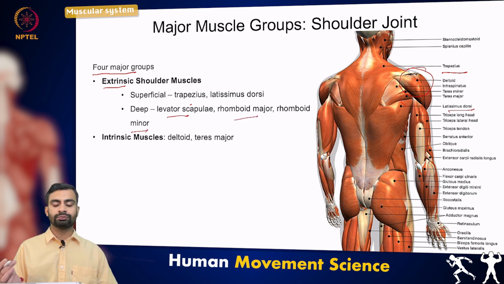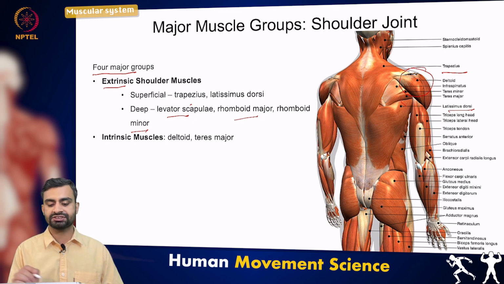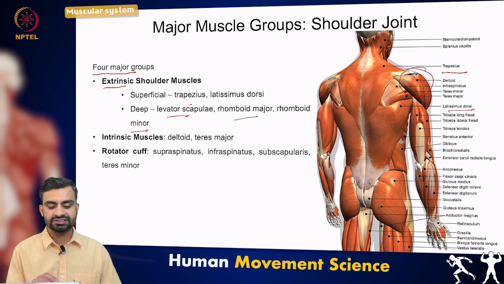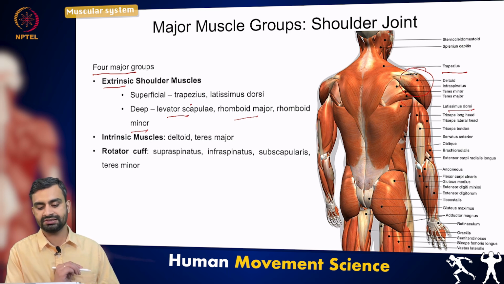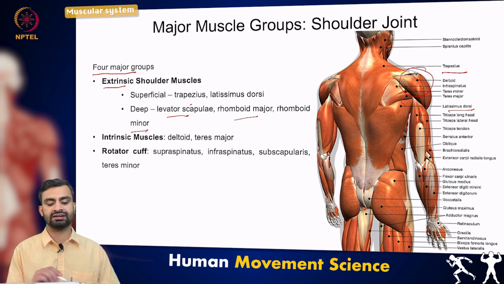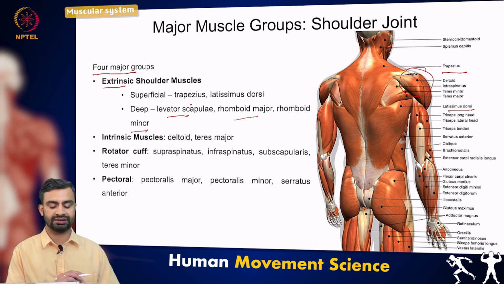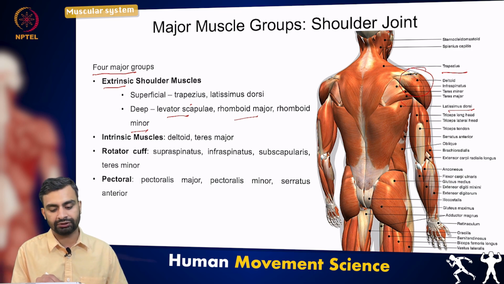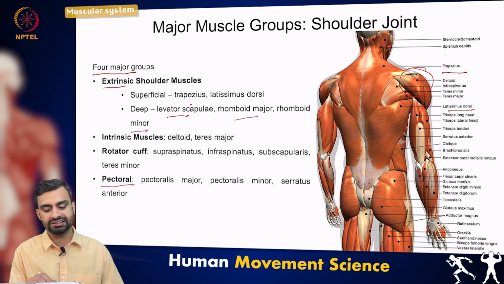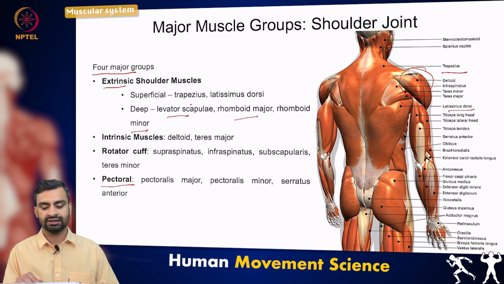Another group, the second group, is intrinsic muscles, which consist of deltoid and teres major. The third group consists of the rotator cuff, which is supraspinatus, infraspinatus, subscapularis and teres minor. The fourth group is known as the pectoral group. It consists of pectoralis major, pectoralis minor, and serratus anterior.